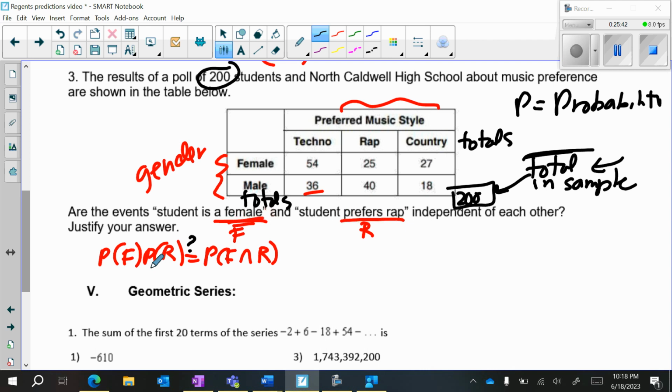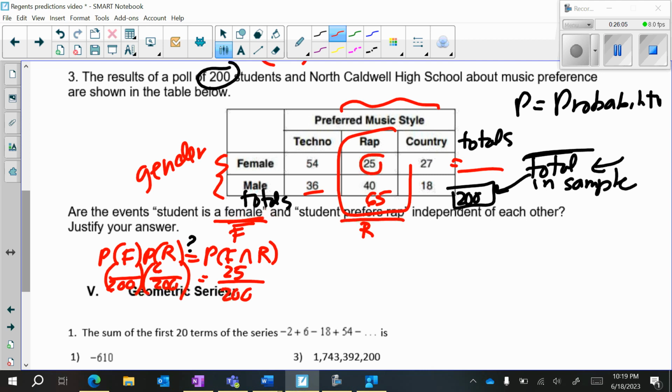So on our test, some people messed up because they didn't put a total. So make sure you do whatever the female total is out of 200 and the rap total out of 200. And then the intersection of female and rap, 25 out of 200, okay? So if I were doing this one, I would do female total right here, put it right here, forget this one. Then I would do rap total, 65, put it here, multiply these and see if it equals this. And if they're equal, they're independent. It proves independence. If they're not equal, they're not independent.